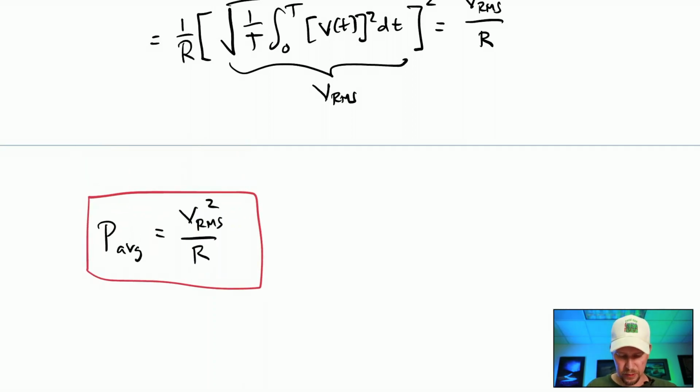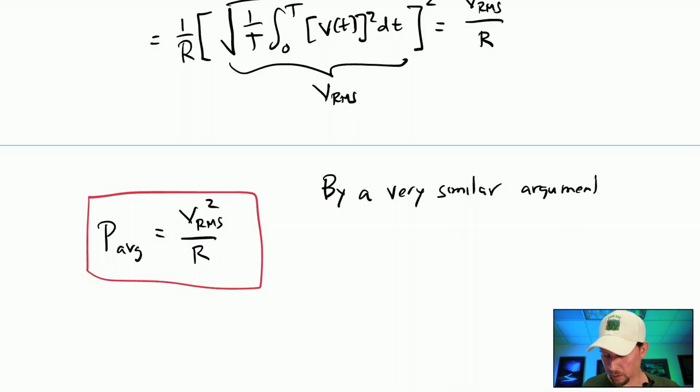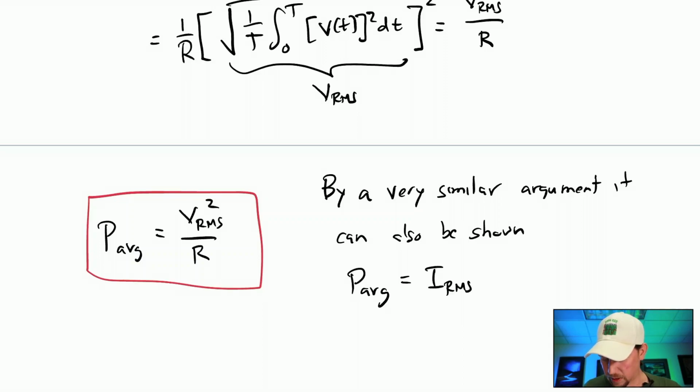Now, one thing that I also want to make mention of is that because this is a resistor, you can show through the exact same argument, right? So by a very similar argument, it can also be shown that the average power is also the RMS value of the current squared times the resistance.